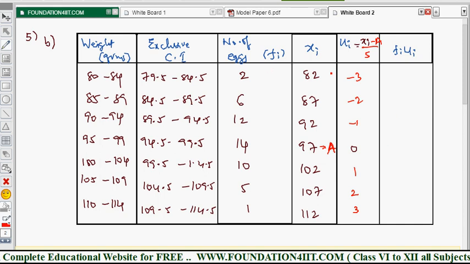Then fi ui. So you multiply the fi column and the ui column. That is 2 into minus 3 is minus 6, 6 into minus 2 is minus 12, 12 into minus 1 is minus 12, this is 0, 10 ones are 10, 5 twos are 10, 1 three is 3.